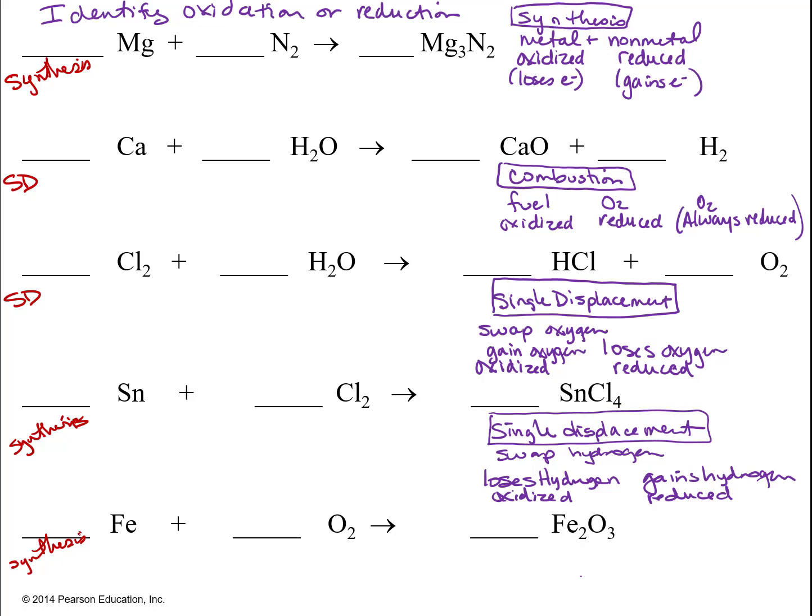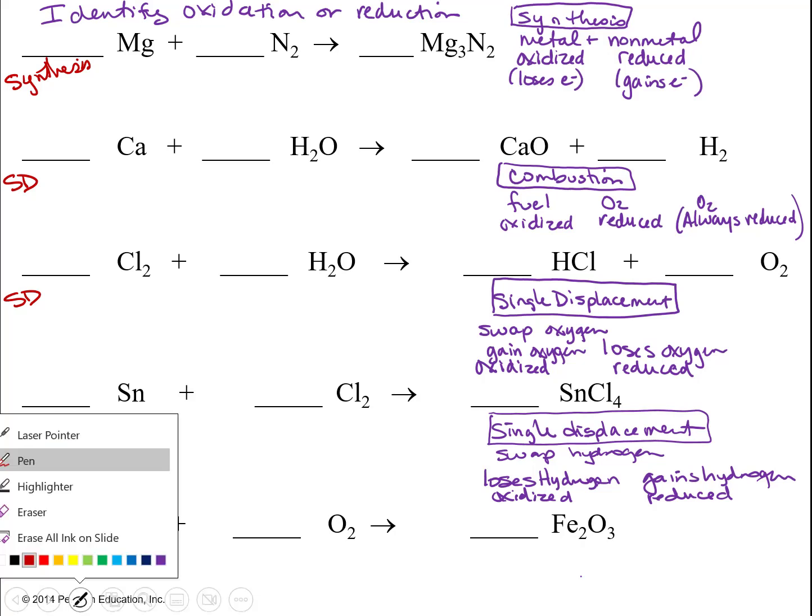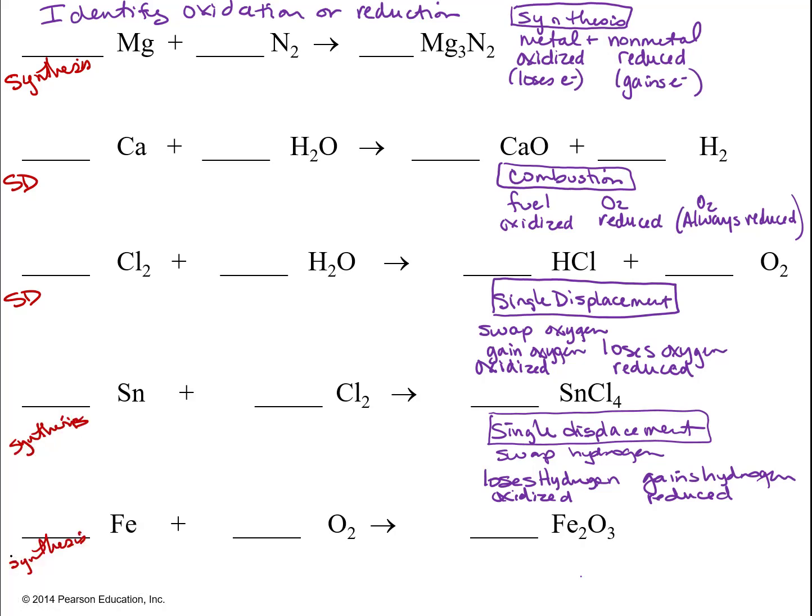So in this one, what gets oxidized? Magnesium. Remember that the metal's on the left of the zigzag line, so you can identify by just looking at the periodic table, so you know that this is oxidized. So then nitrogen is a non-metal, so you know that it is reduced. Because they lose electrons. Loss of electrons is oxidation. So LEO, losing electrons is oxidation, so they're oxidized.